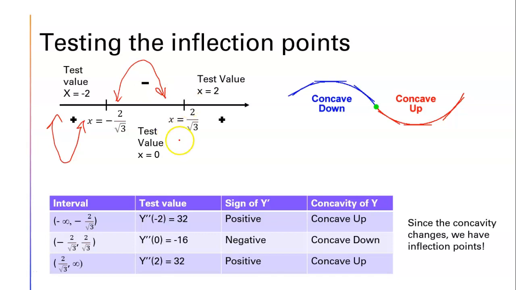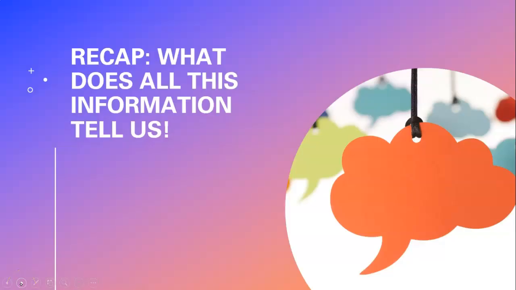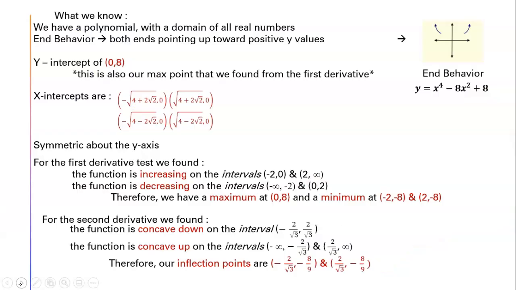And then on the right side of x equals 2 over the square root of 3, I should have another concave up. So since my concavity changes along with my signs, that means that these are both, in fact, inflection points. Recap. What does all this information tell us, and how the heck do we use it to graph? So what we know. All of this information here, we gathered from just knowing what kind of function we're dealing with. Here, we find that our first and second derivative give us a little bit more specific information about how our graph should look.